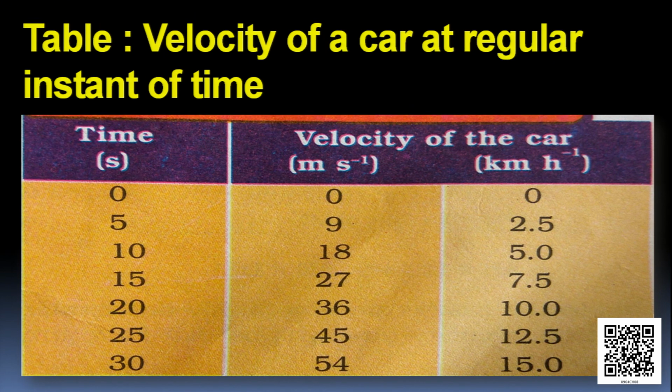If you look at the table carefully, at time 0 second, the velocity of the car is 0, both in meter per second and in kilometer per hour. That means the car is in a state of rest initially, at time t equal to 0 second. Then the car starts moving.